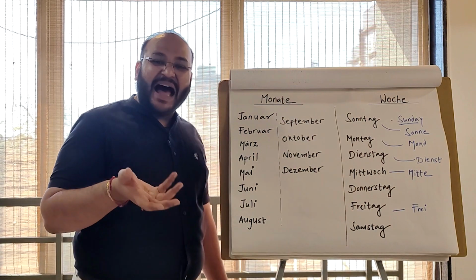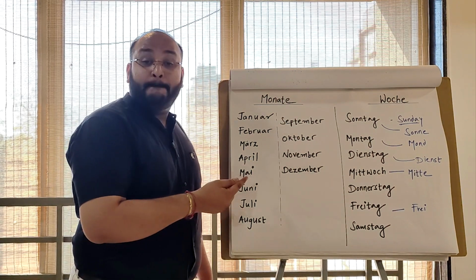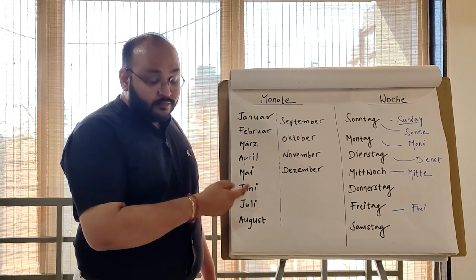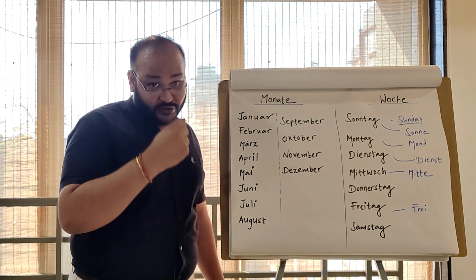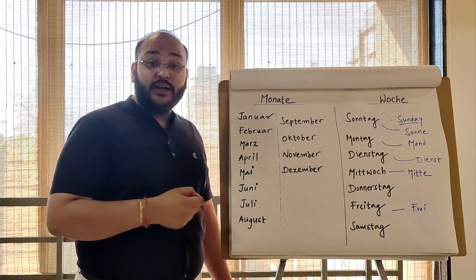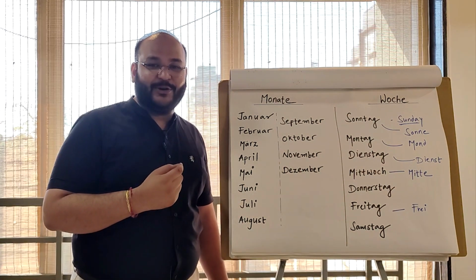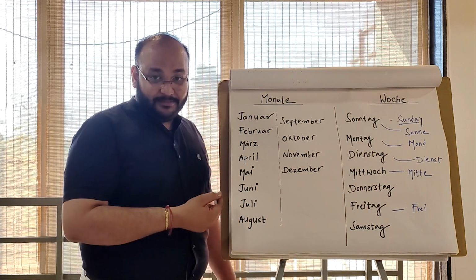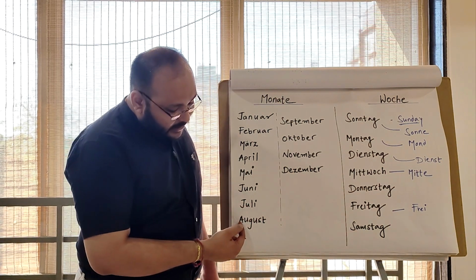This one is simple. April, Mai, Juni, because J is ya. Remember? Juni. This one is Juli and not Julie. So Juli. August.